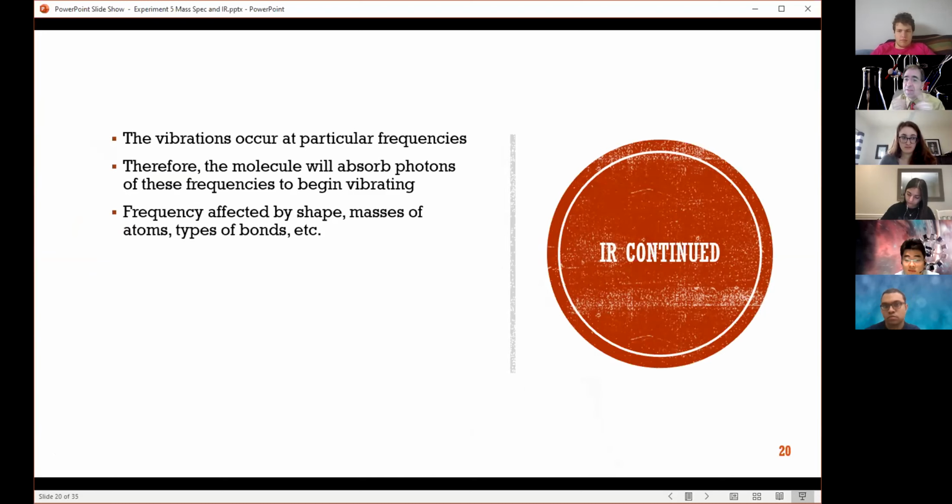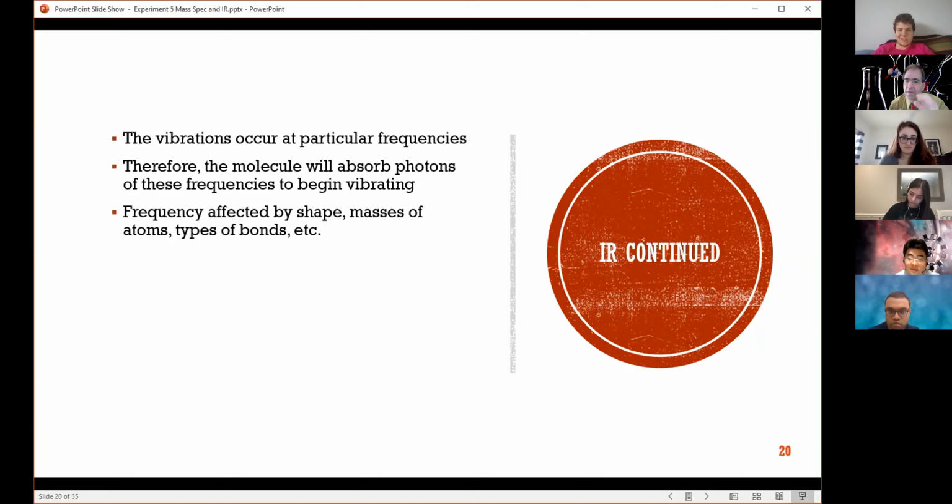Well, the frequency of the vibration depends upon the shape of the molecule. It depends upon the masses of the atoms on either side. Is it a single bond versus a double bond? So hopefully what you're seeing is that just by looking at the vibrations, I can tell an awful lot. I can tell things about shape and mass and types of atoms and types of bonds, all those things that really give rise to functional groups.